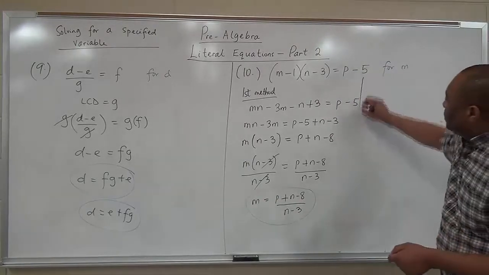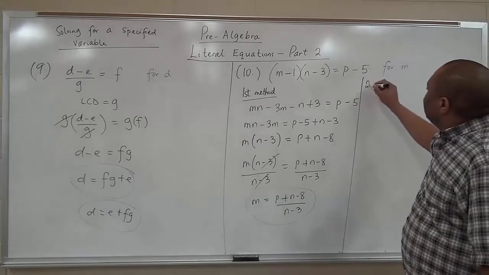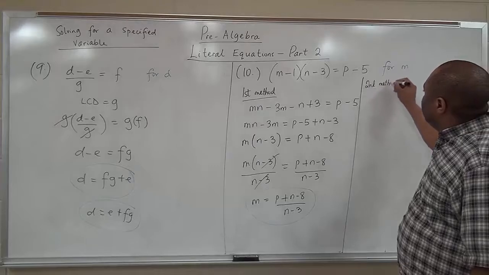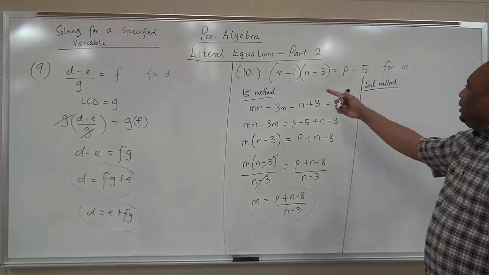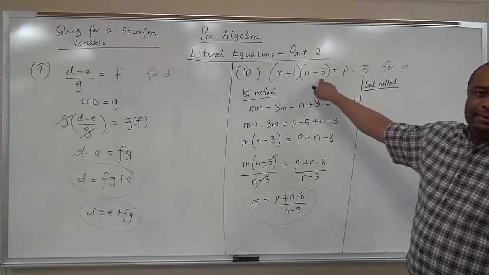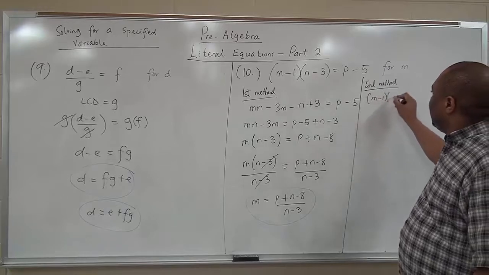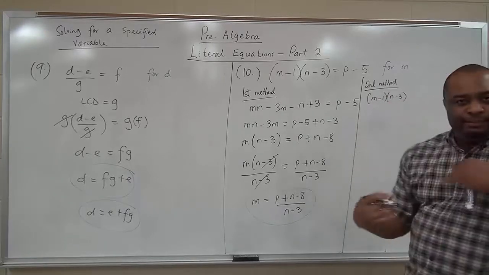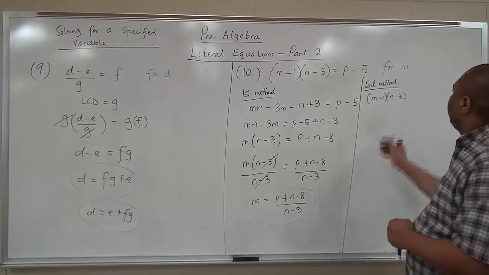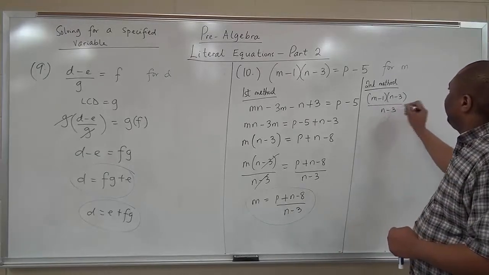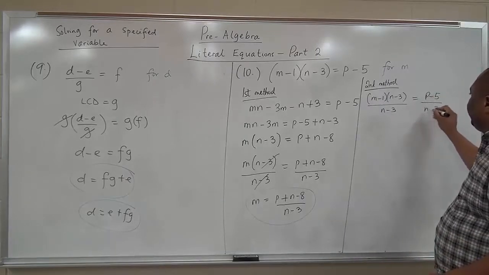Now, what if you don't like this method? Let's say you don't like this method, okay? So we can try the second method. From the second method, we can divide both sides by n minus 3. We have m minus 1 times n minus 3, because this is multiplication. So you want to isolate it, you can divide it. Divided by n minus 3 equal to p minus 5 divided by n minus 3.